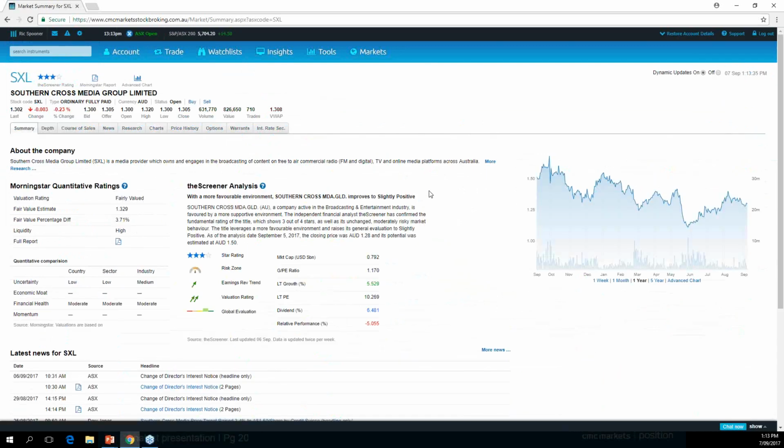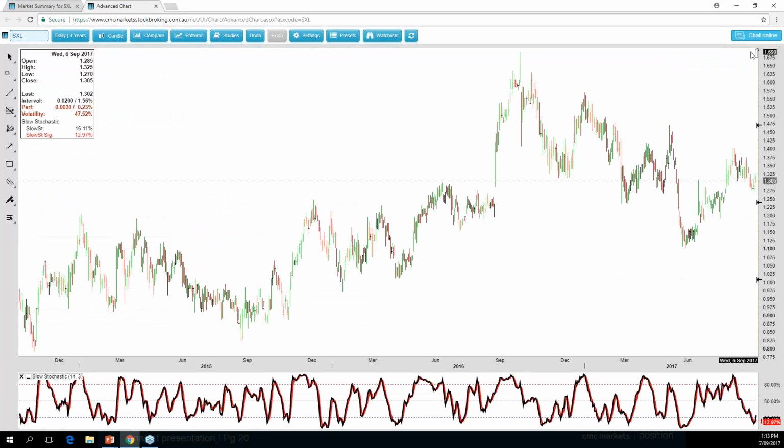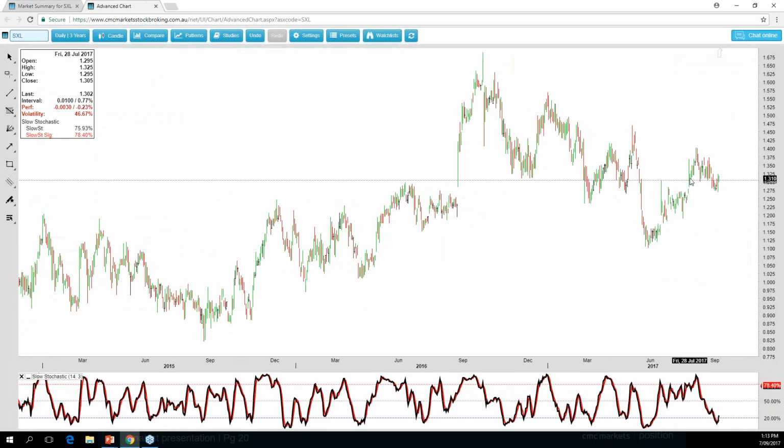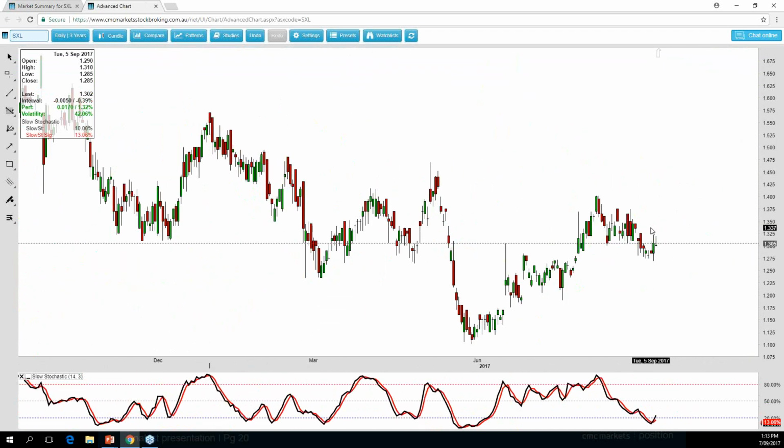Now that I'm in the stock page, I can go to the advanced chart function up here, because I think our charts on this stockbroking platform now, I believe, are really good. You know, basically got all the essential tools that you might want to use, and are very easy to flick through a lot of charts and time efficient.